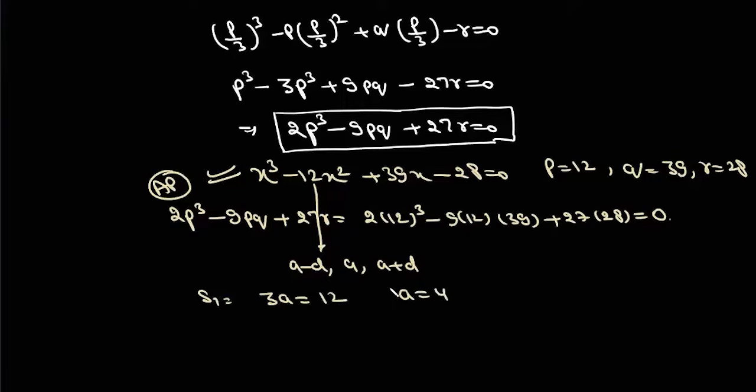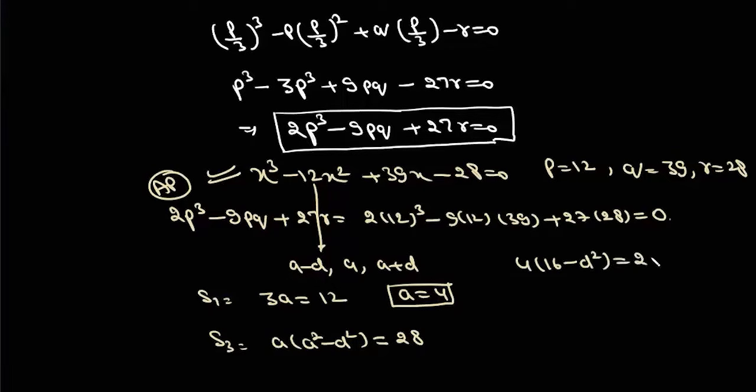So the value of a is 4. And then we can write S3, that is the product of all the roots, and it will be a into (a square minus d square), and that will be equal to 28. Now we put a as 4, so it will be 4 into (16 minus d square) equals 28.